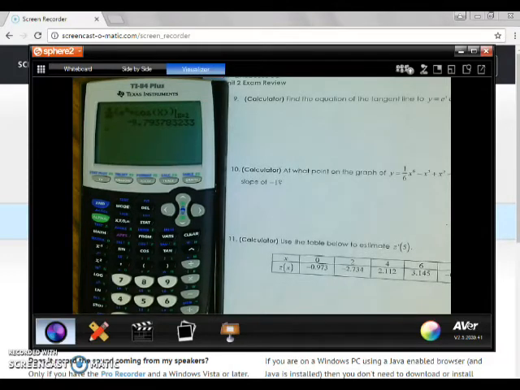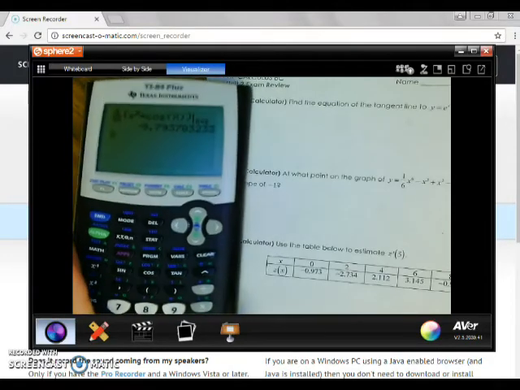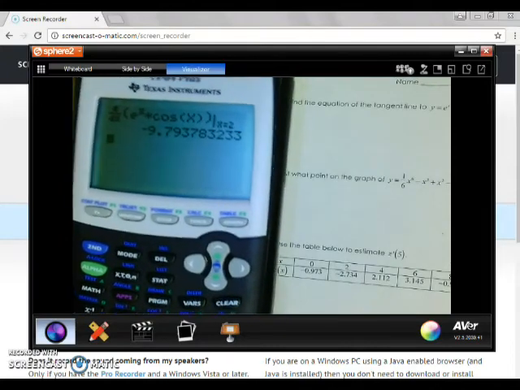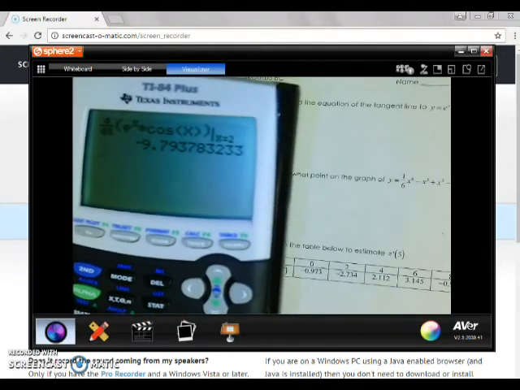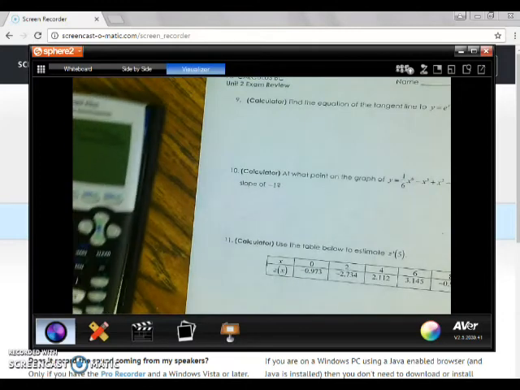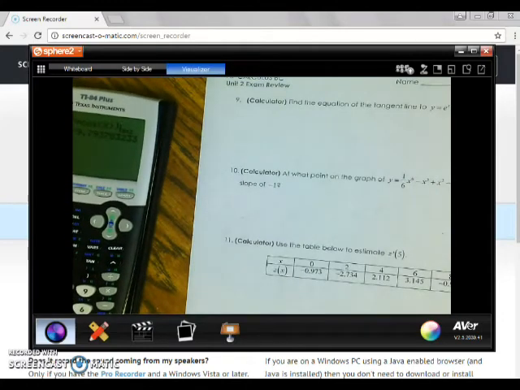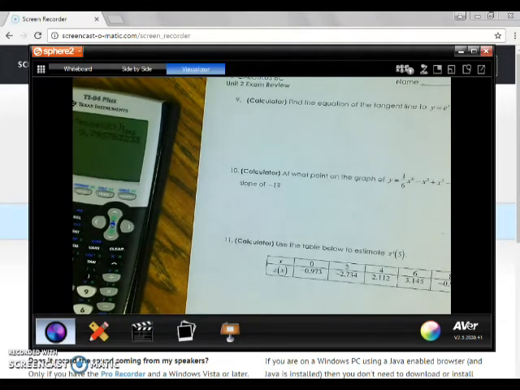So once you have that slope of that negative 9.79 number, okay, you would go ahead and plug that in to point slope formula and then go from there. And that's how you would tackle number 9.